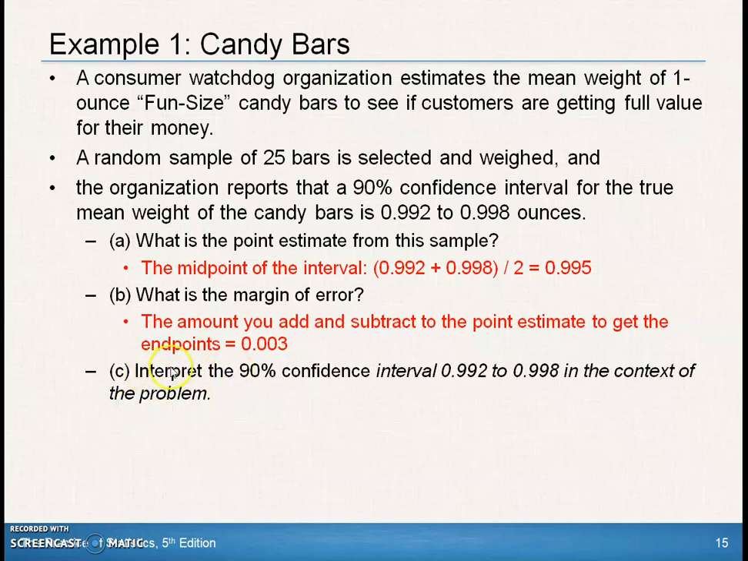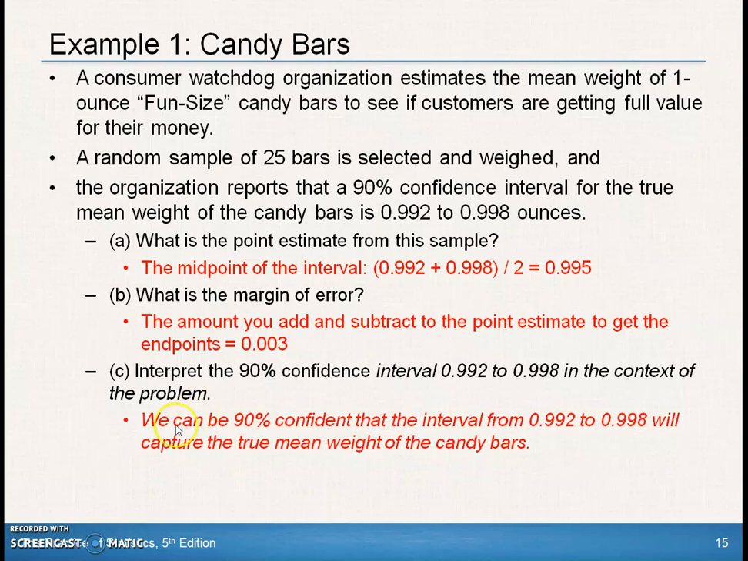So interpret the 90% confidence interval in context. You're going to say almost the same thing every time. We can be 90% confident, put in this percent here, that the interval from, and then you put in the interval, 0.992 to 0.998, will capture the true mean, if we're talking about means, or true proportion, of the candy bars.